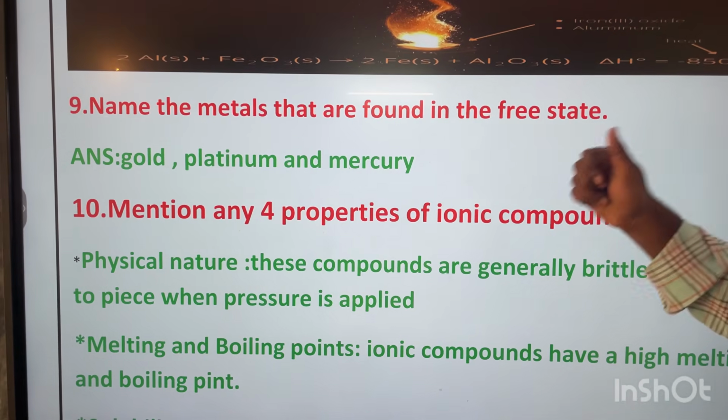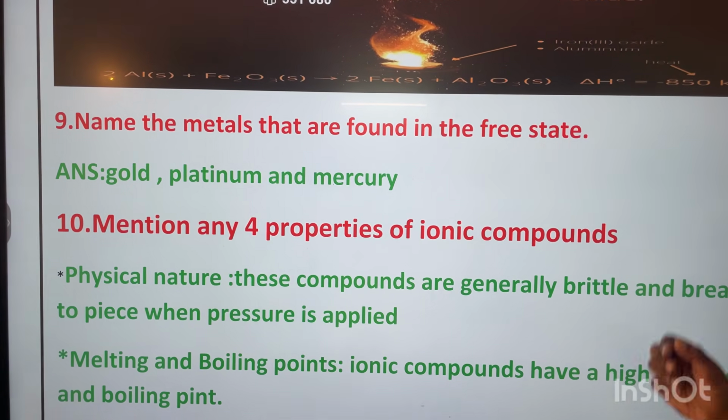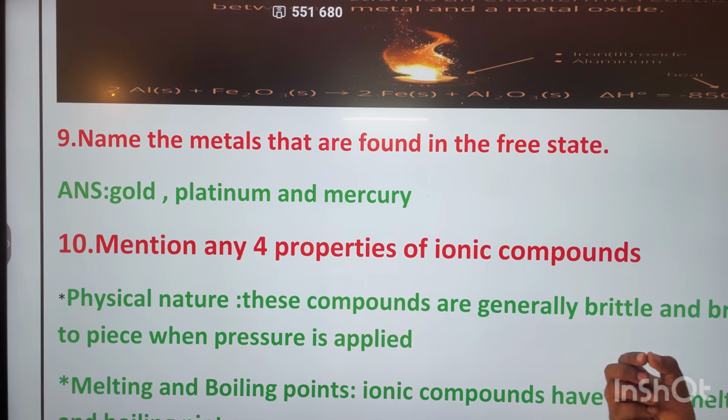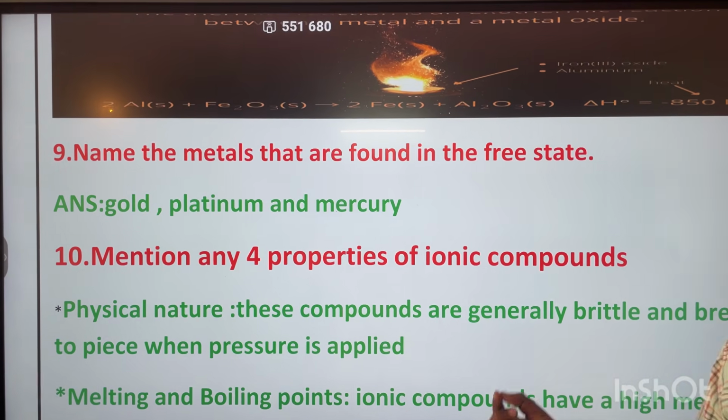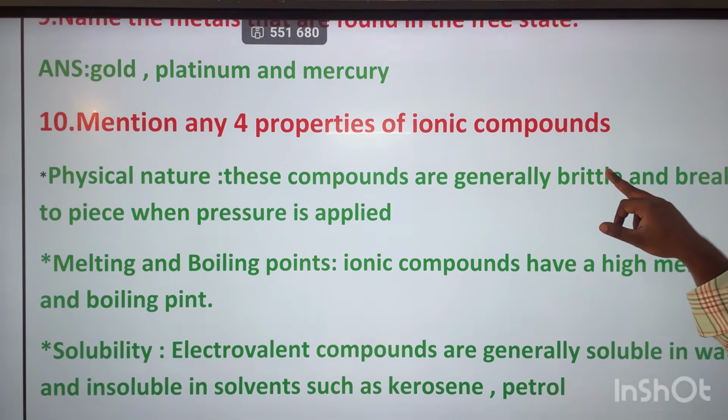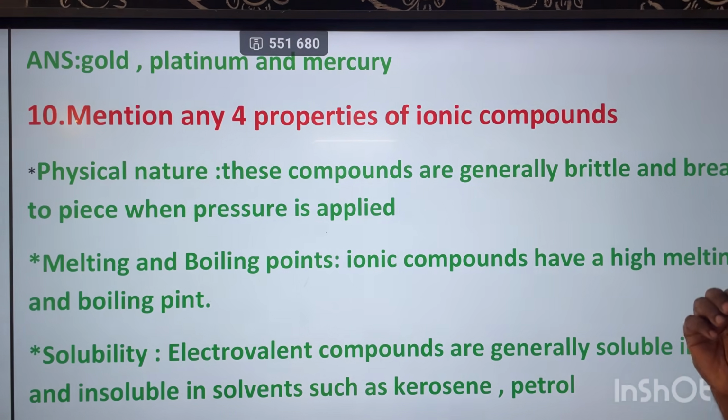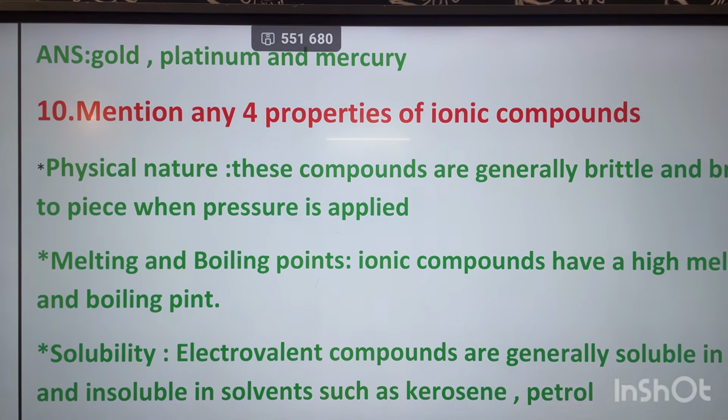Next question: name the metals that are found in a free state. Gold, platinum and mercury. Next question, most important question: mention any 4 properties of ionic compounds.